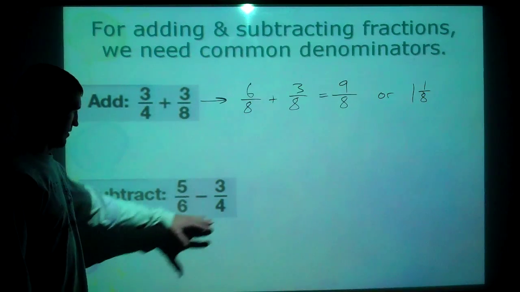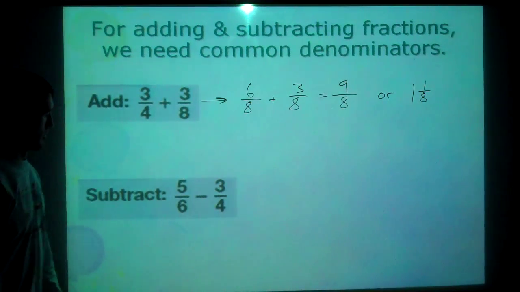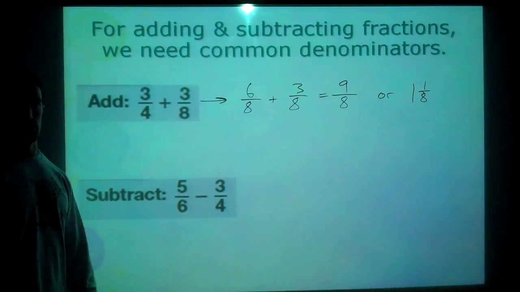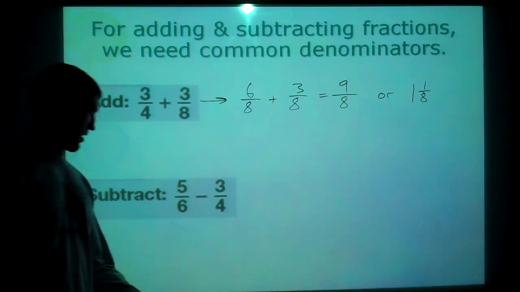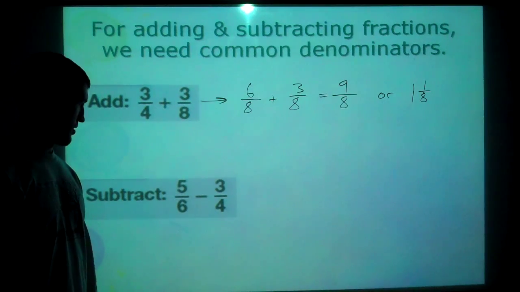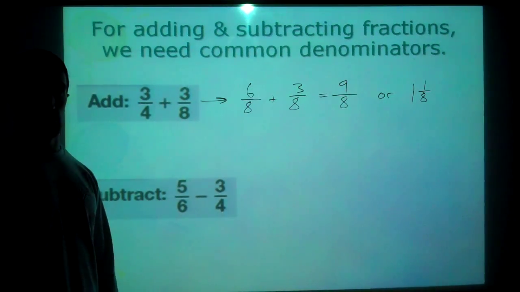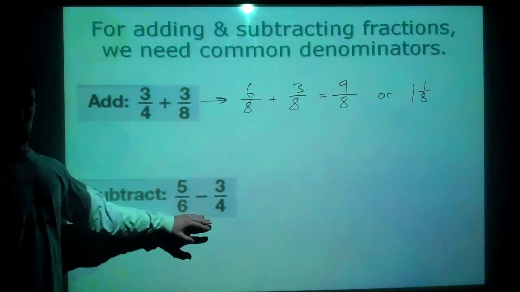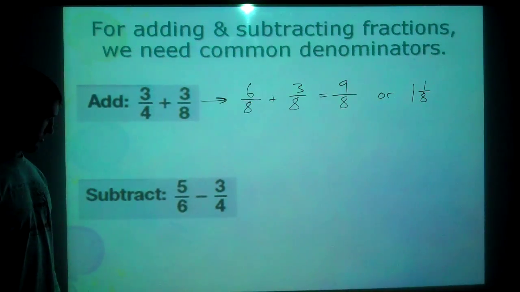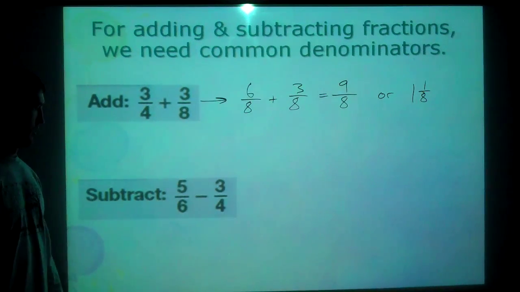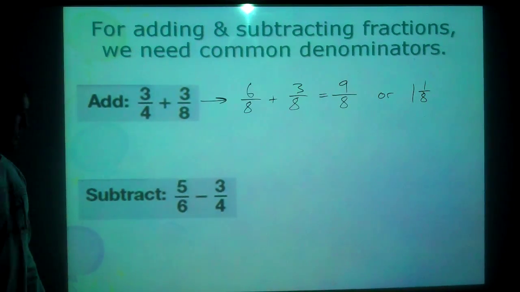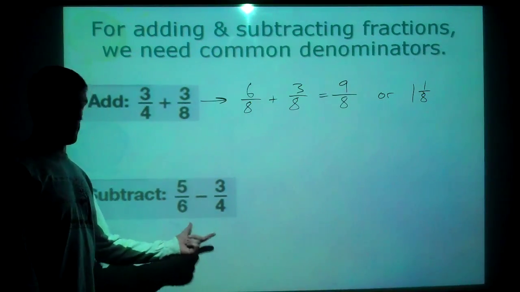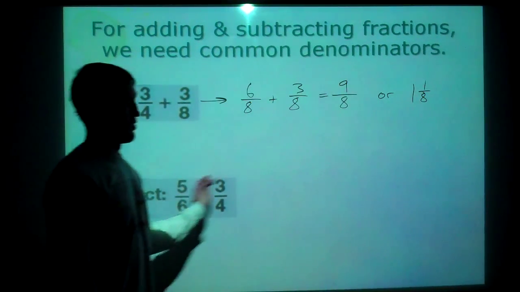So 5/6 and 3/4. Well, what does 6 and 4 share? What common multiples do they go into? I'm thinking off the top of my head that 12 would probably be the smallest one, or the least common multiple. They do both share 24 as well. They both go into 24. So let's use 12. It'll save us reducing at the end. So when we use the least common multiple, we don't have to reduce at the end.